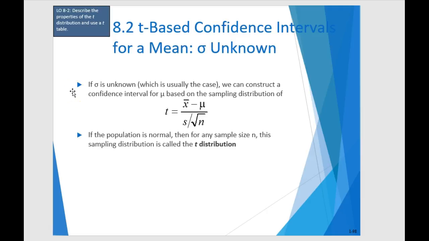Simple as that. Okay? You see the formulas. t is equal to x bar minus mu over s divided by the square root of n. That is the exact same formula as the z formula, except that we replace sigma with s here. And it becomes the t distribution.